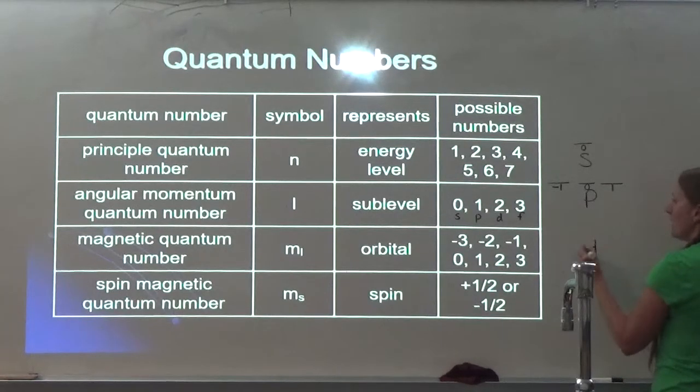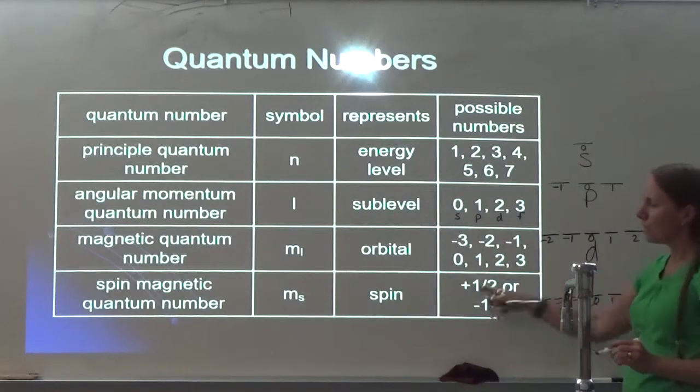And then d has 5. So I would set 0 in the middle, negative 1, negative 2, 1, 2. And then f has 7. So I'll put 0 in the middle, negative 1, negative 2, negative 3, 1, 2, 3. So that's why I put these are your options.